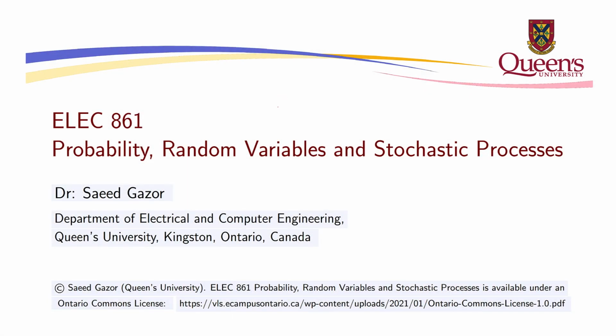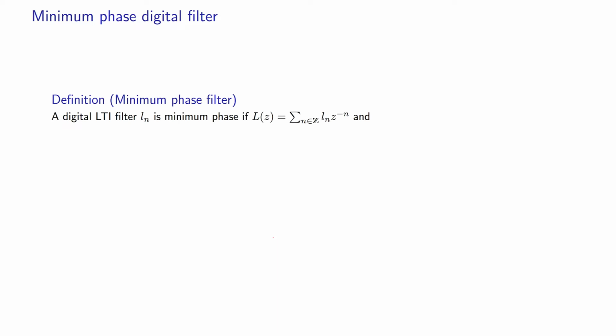Let's say, what is a minimum phase digital filter? The definition: an LTI minimum phase filter, in the digital domain or continuous time, is one where, if we define the Z transform of the filter and its inverse, both are analytic in the exterior of the unit circle.